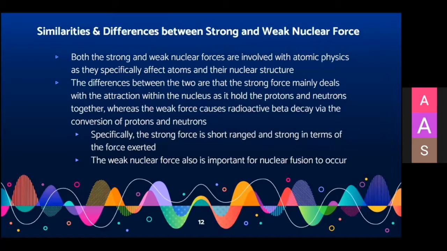So, the similarities and differences between the strong and weak nuclear forces. A similarity between both of them is that they're involved with atomic physics as they specifically affect the atoms and their nuclear structures. The main difference between the two is that the strong force deals with the attraction within the nucleus as it holds the protons and neutrons together, whereas the weak force causes radioactive beta decay via the conversion of protons and neutrons. Specifically, the strong force is short range and strong in terms of the force exerted. It's actually the strongest force out of the four fundamental forces.